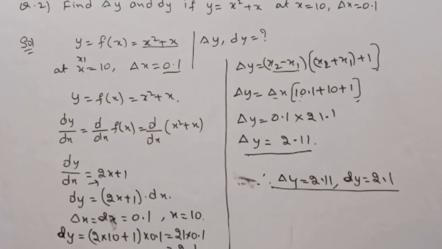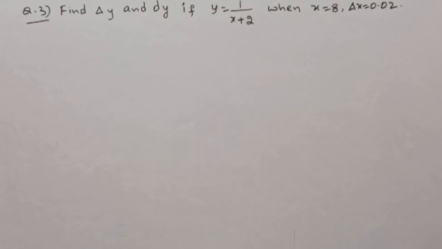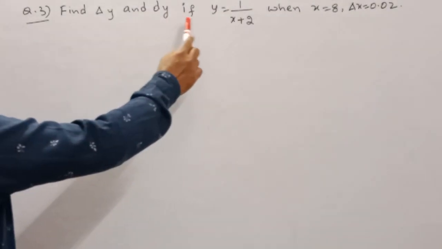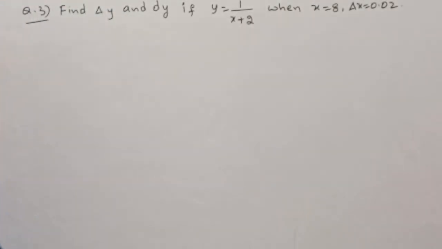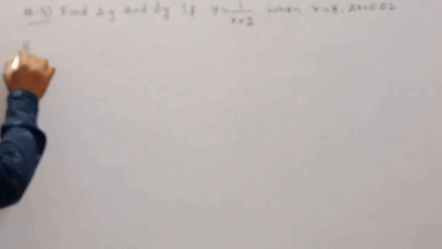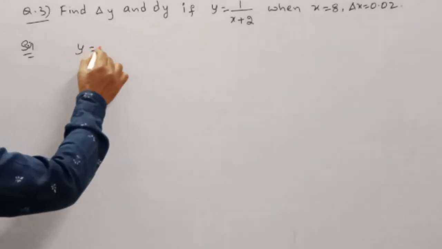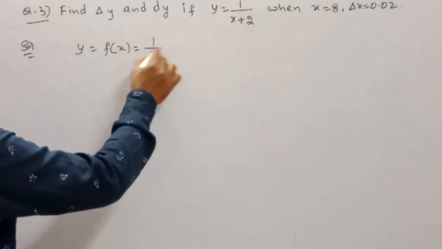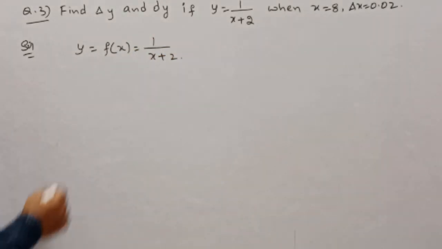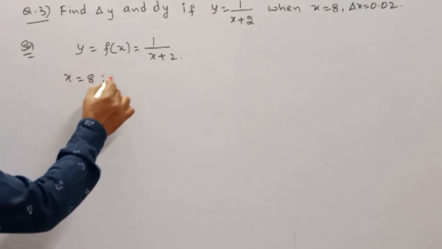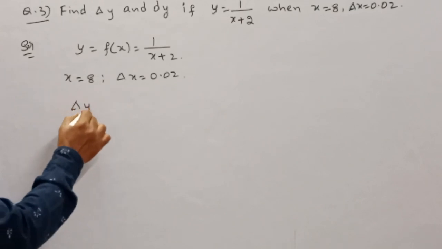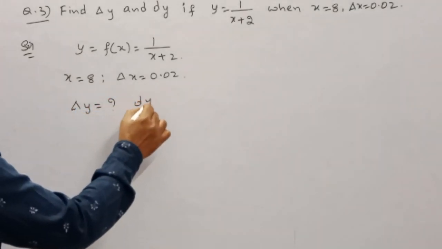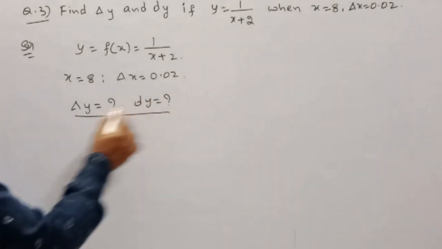Here we have one more problem from application of differentiation. Find delta y and dy if y is equal to 1 by x plus 2, when x is equal to 8 and delta x is equal to 0.02. So here we have given y is equal to f of x is equal to 1 by x plus 2, x is equal to 8 and delta x is equal to 0.02. We have to find delta y and dy.